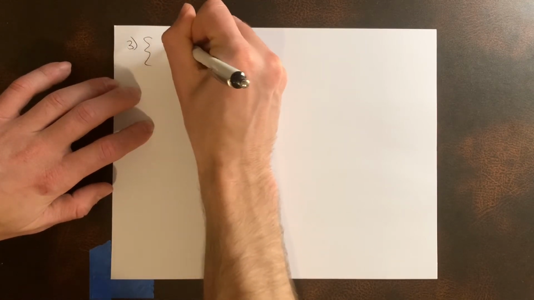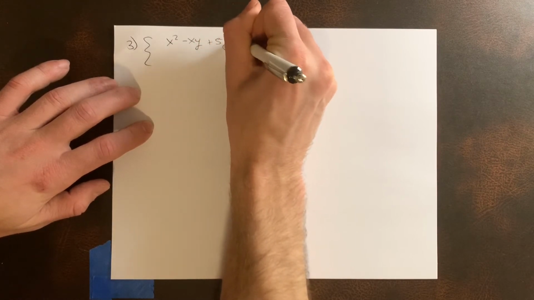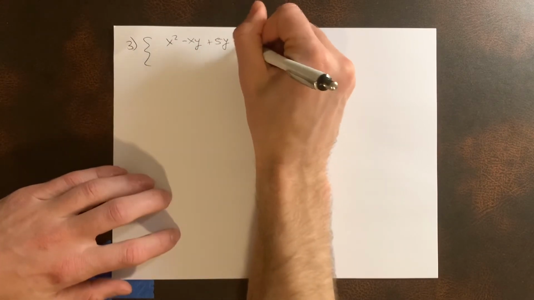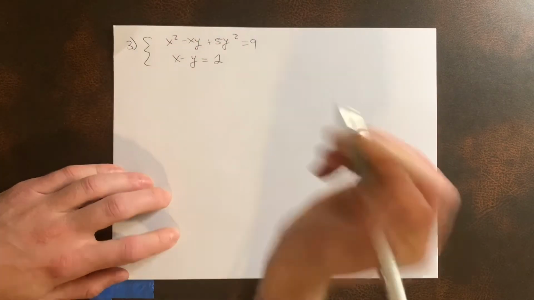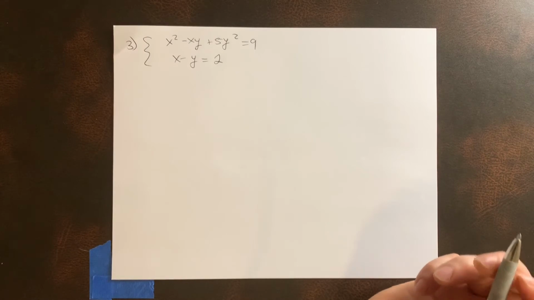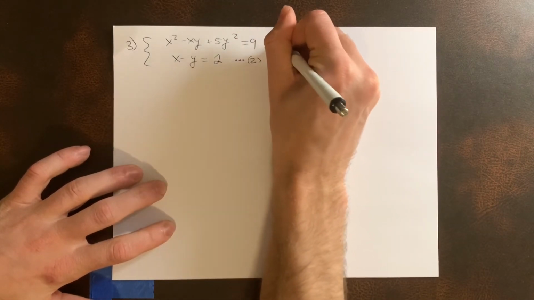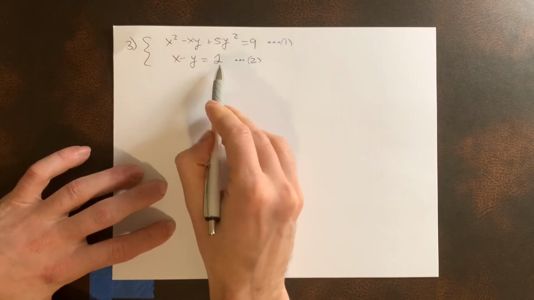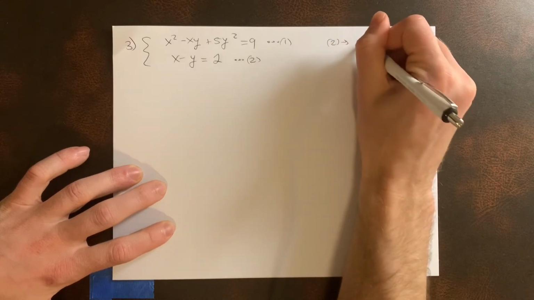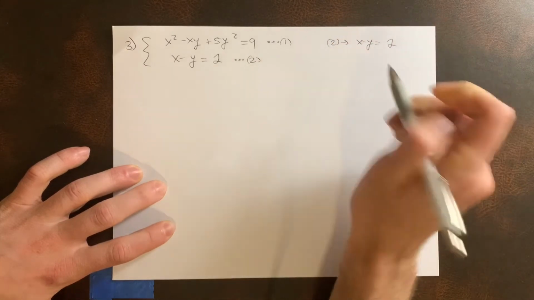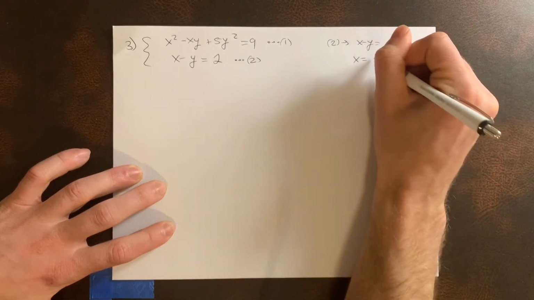x squared minus xy plus 5y squared is equal to 9, and x minus y is equal to 2. Just like in the previous examples, we're going to take this bottom equation, the more simple looking one, equation number 2, solve for one of the variables, and plug it into the first one. Equation number 2 is x minus y is equal to 2. We can easily solve for x here just by adding this y over. So we're going to get x is equal to y plus 2.